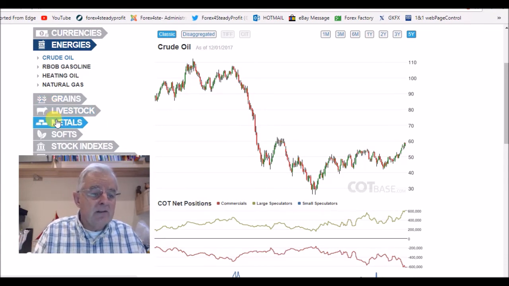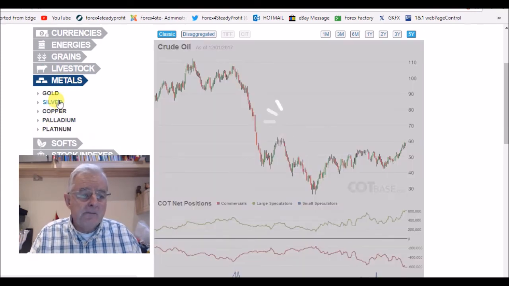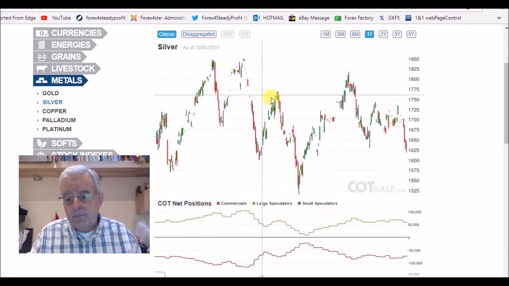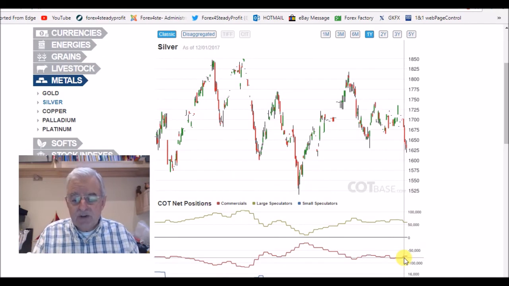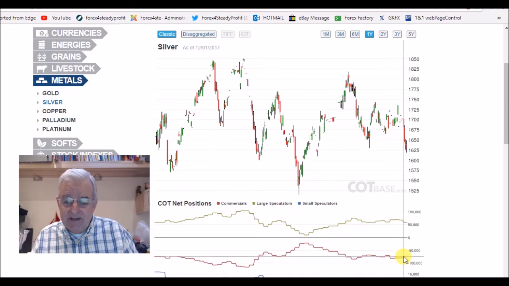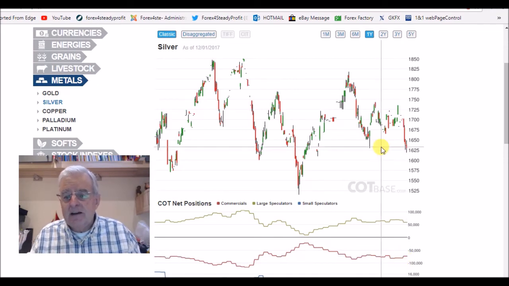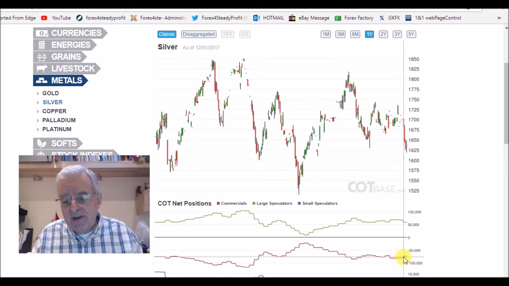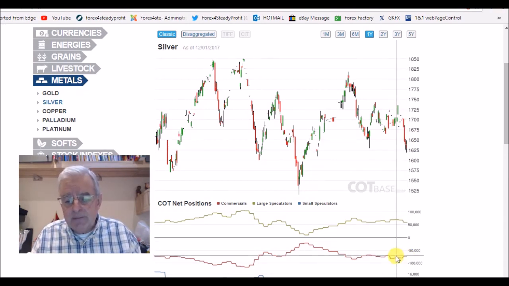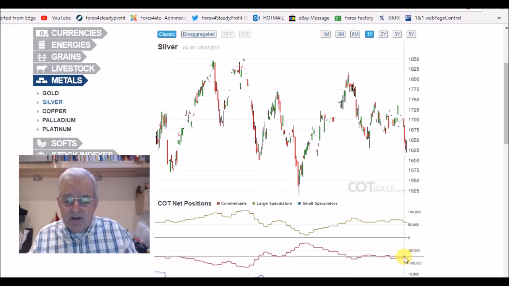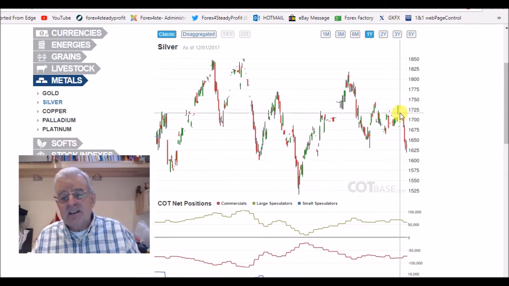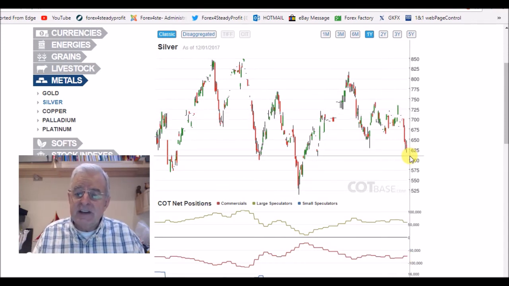Grains, lots of metals, silver. The commercials are as bearish on silver, though they have dropped off a little bit. The price did get a bit better last week. It fell a bit. They've lost some of their bearishness, but it still is quite a bearish extreme for silver, and I'm expecting this really to follow through over the next 4 or 5 weeks.